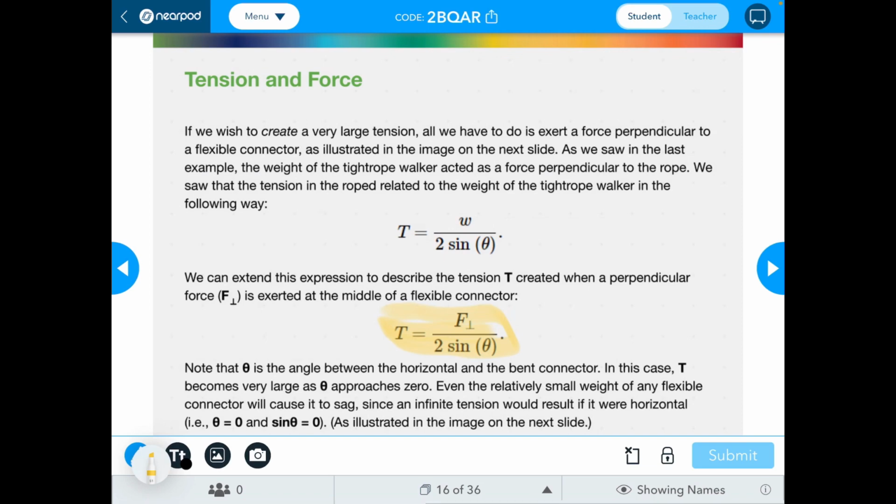But this is a specialized formula for just this problem type, when the force is specifically in the middle of the connector, the flexible connector. It does not work whenever that is not the case, and we'll see a problem like that later on.